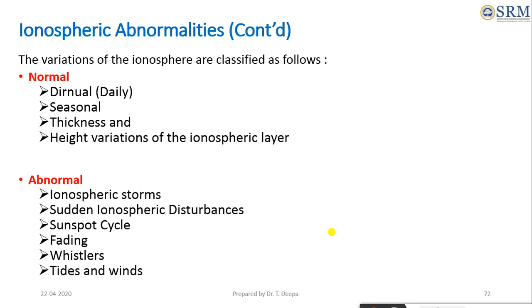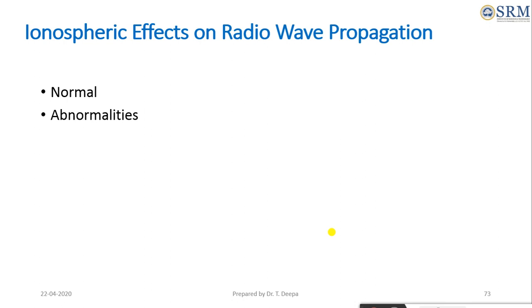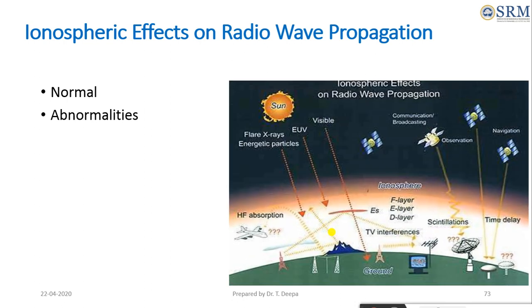The common abnormal variations are due to the following causes: ionospheric storms, sudden ionospheric disturbance, sunspot cycle, fading, whistlers, tides and winds. Now we see the ionospheric effects on radio wave propagation. Here the figure shows the ionospheric effects on radio wave propagation.